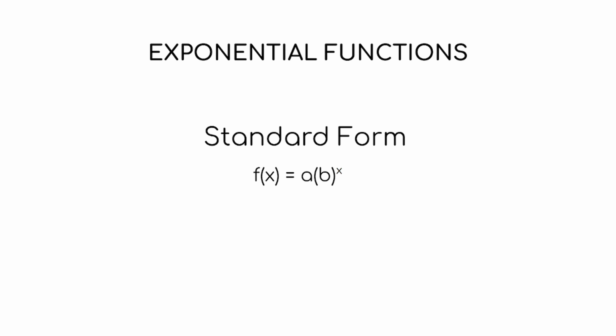Our first one is going to be standard form, where f of x is equal to a times b to the power of x. And here, a is going to represent your y-intercept. So if you ever need to write an equation in standard form, you should know that a is going to be your y-intercept. Or in a question, if you see an equation written in standard form, then once again you should know that a is your y-intercept.